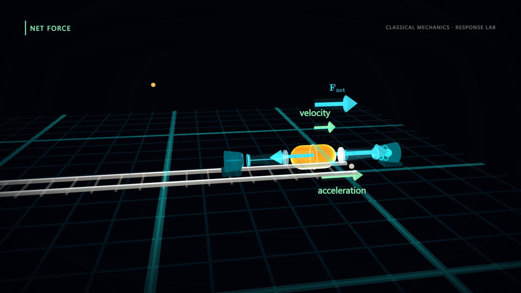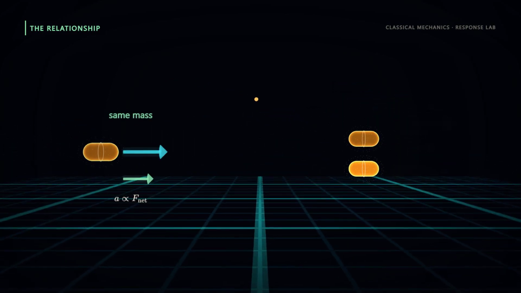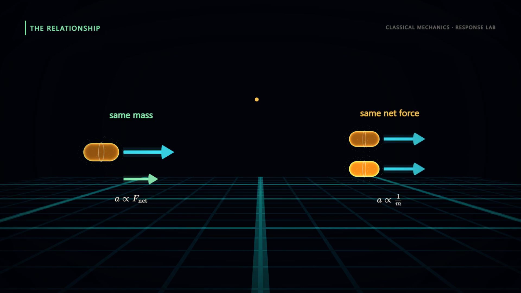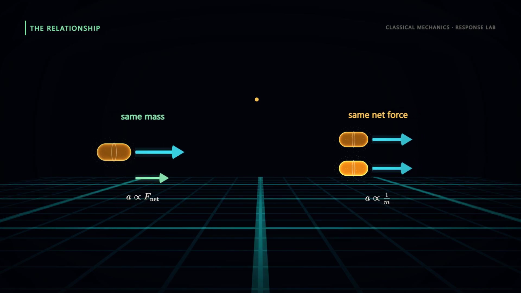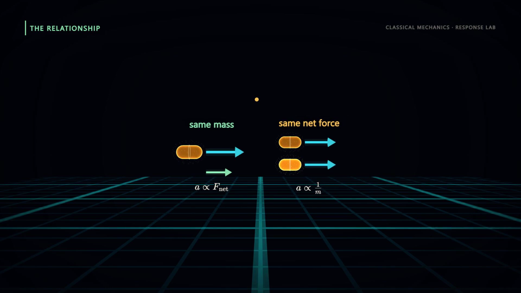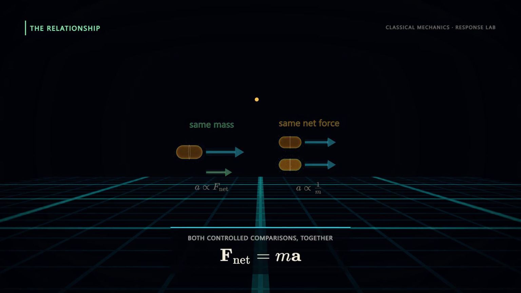The controlled comparisons now fit together. Keeping mass fixed, greater net force produced greater acceleration. Holding net force fixed, greater mass produced smaller acceleration. Let the physical evidence assemble the relationship. Net force equals mass times acceleration. F net equals ma. This is the structure Newton's second law will formalize.